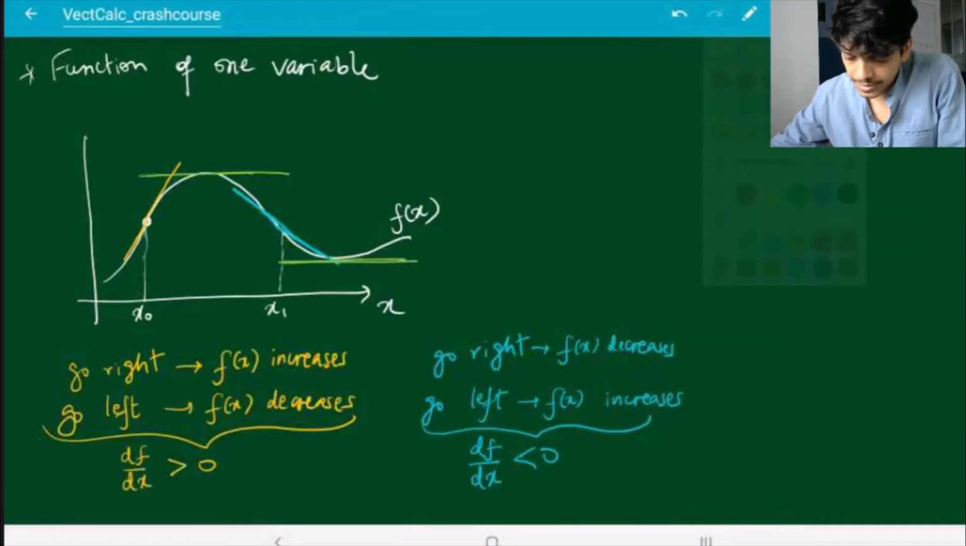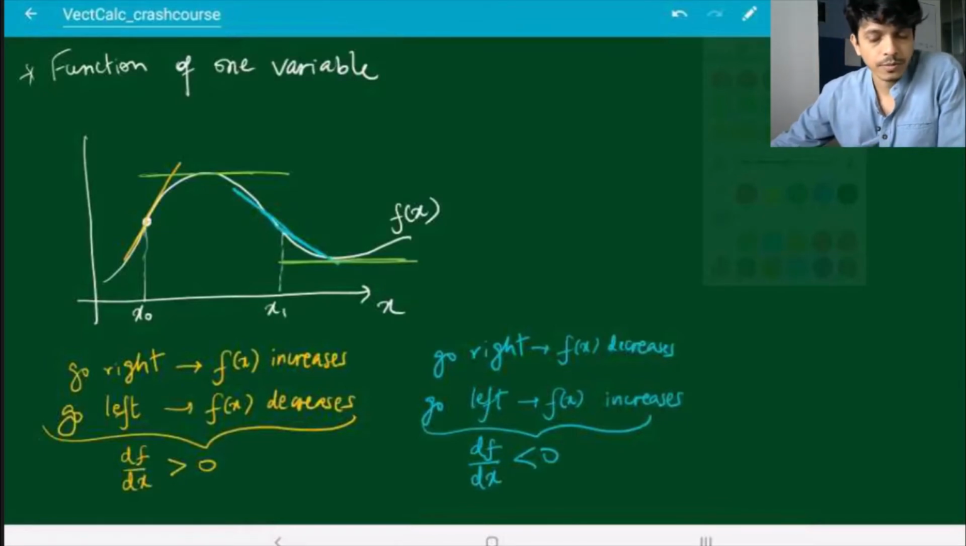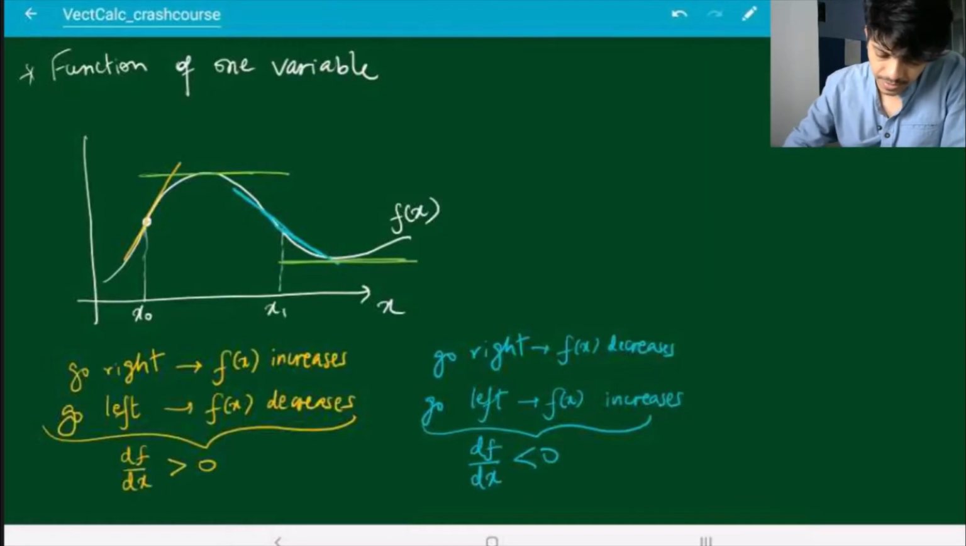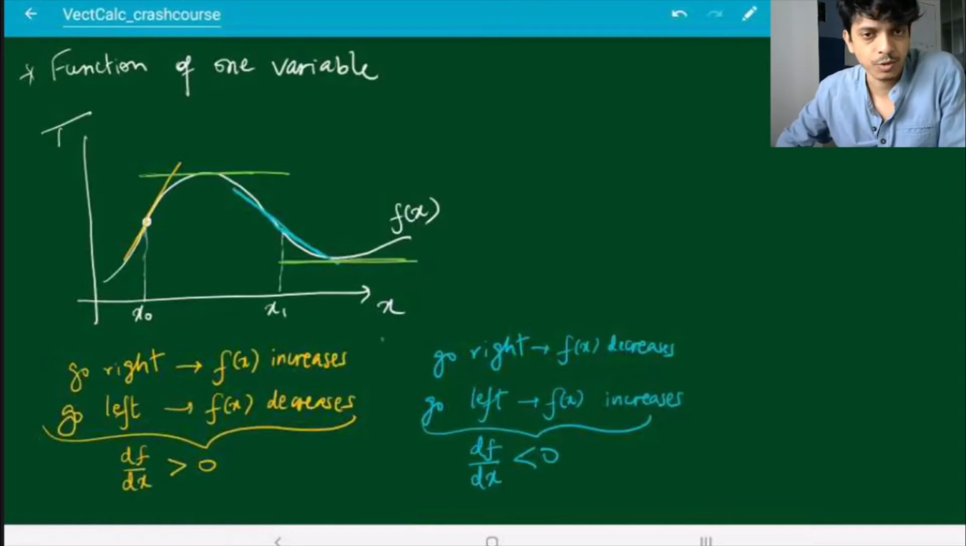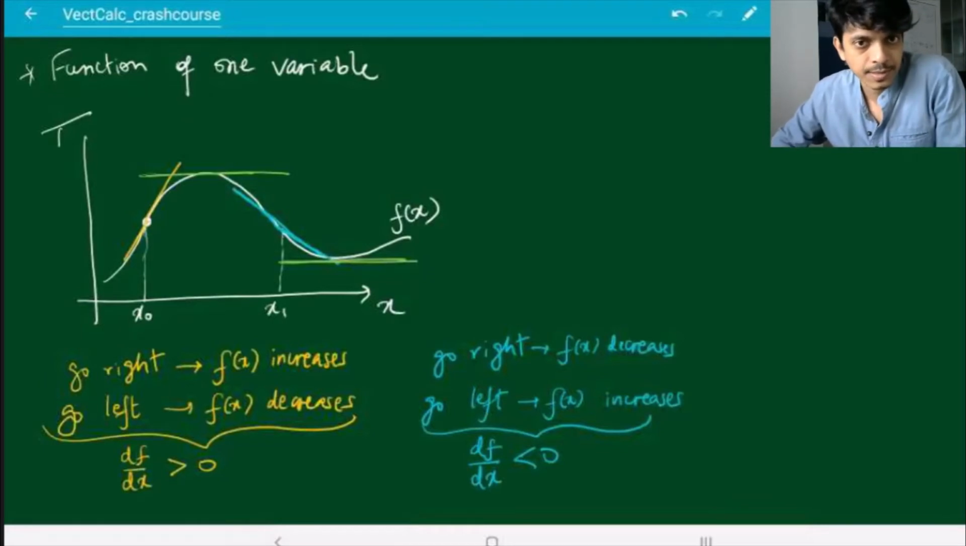So this is simple if you have a function of one variable, but how does it work with multiple variables? Suppose you can think of this as representing the temperature as a function of x. So think of x as being a road, the x-axis is a road, and as you go down the road, in certain parts the temperature keeps changing. So there are some parts that are hot, some parts that are cold, and if you know the derivative at each point, then you can tell whether you're going towards a hot place or towards a cold place.